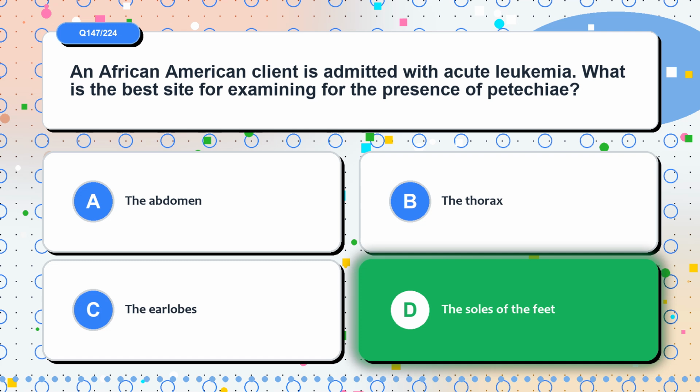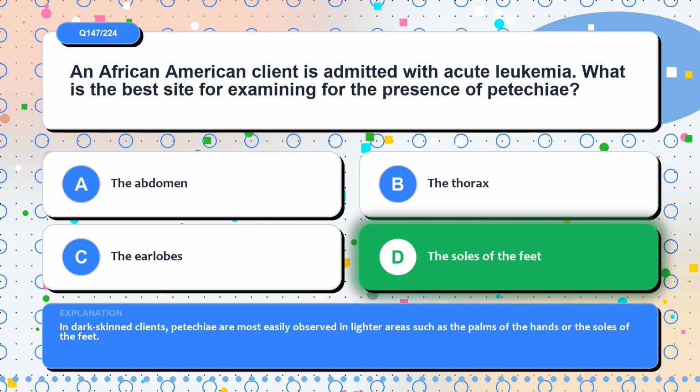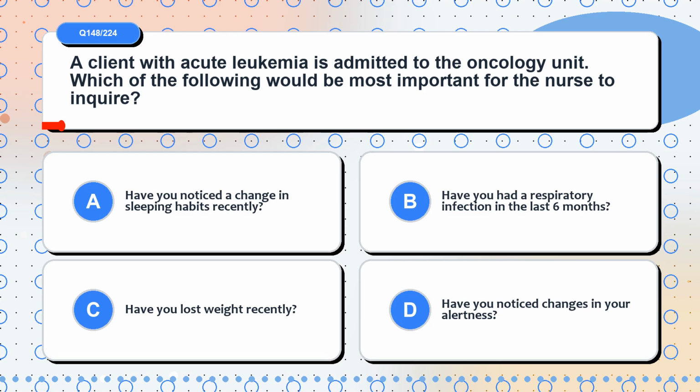The correct answer is option D, the soles of the feet. In dark-skinned clients, petechiae are most easily observed in lighter areas such as the palms of the hands or the soles of the feet.